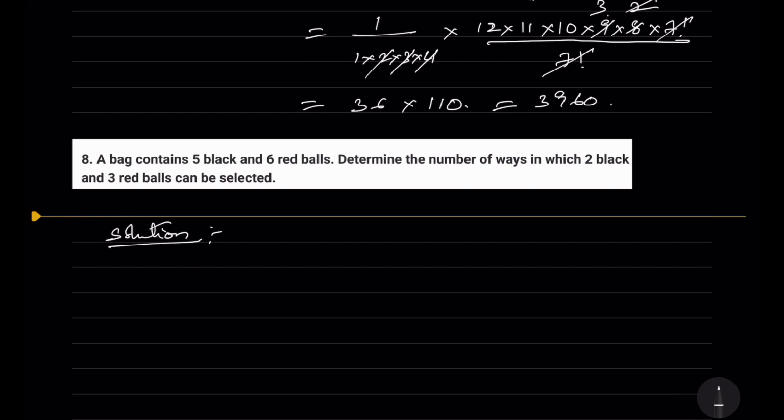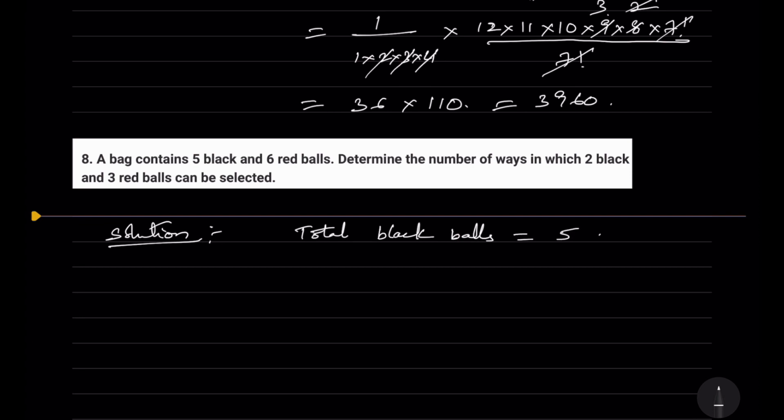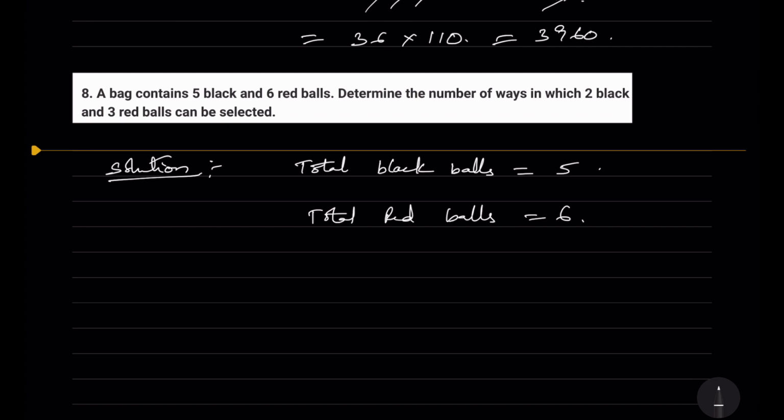So now we'll just write down the number of total black balls which are there. Total black balls is equal to 5, and total red balls, how many are you having? Red balls is equal to 6. So now we have to select it. 2 black and 3 red balls can be selected.